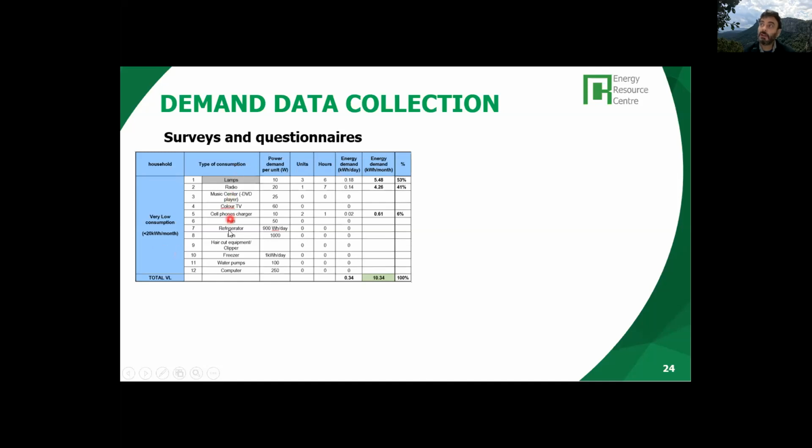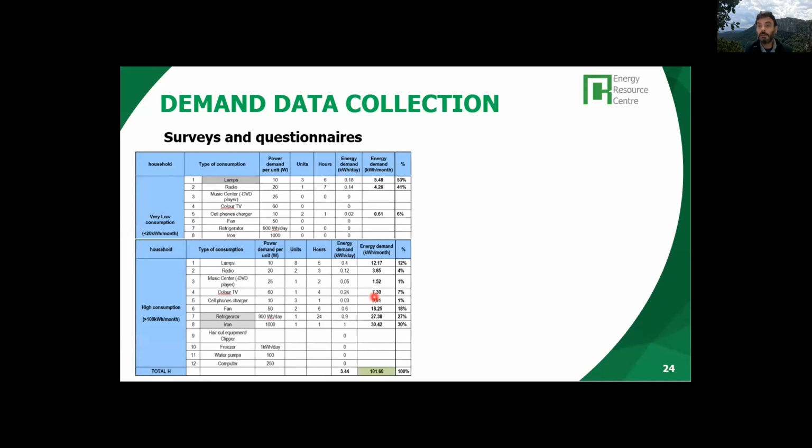We list the different appliances, we can find what would be the power demand for each unit, for each appliance, how many of them you can find in the household, how many hours of consumption are expected. So that will give us the expected demand. This is very low. In this example, from a project I did in West Africa, in Ghana, the very low consumption category was at about 10 kilowatt hour per month, all right?